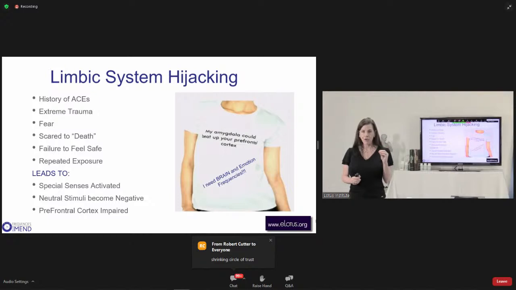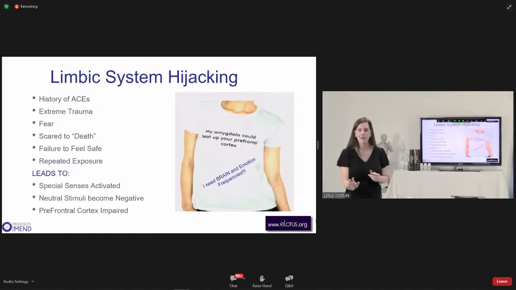In order to have good decision making, you have to have top-down control, which means your prefrontal cortex has to be on board. The way that we were designed is that if your amygdala gets activated by any perceived threat, 5 seconds, it's going to suppress your prefrontal cortex.